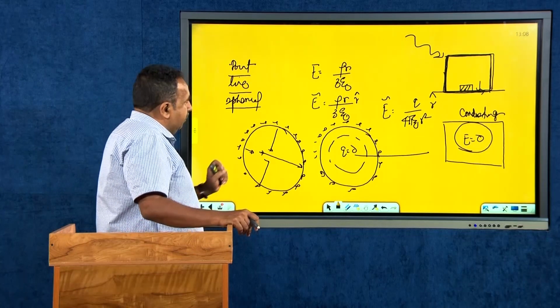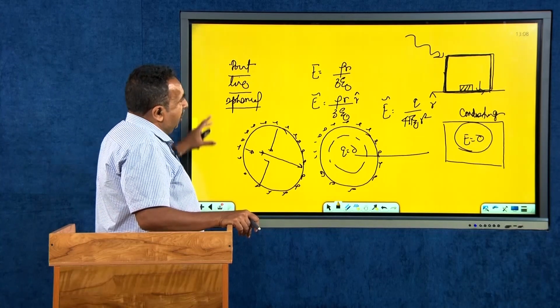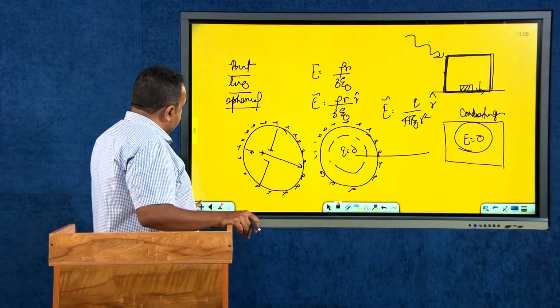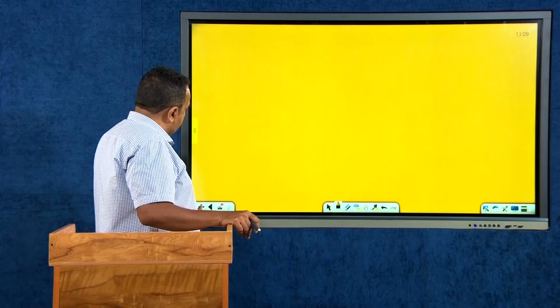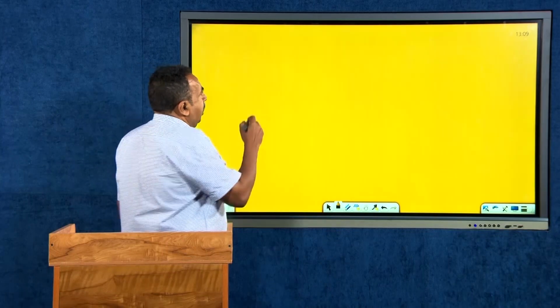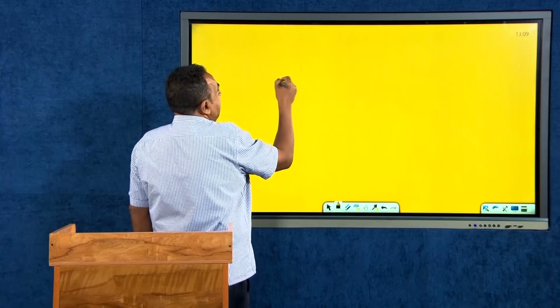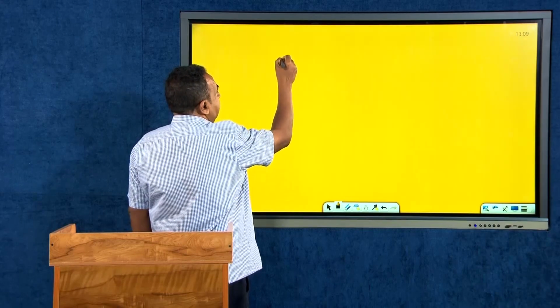That is the benefit of studying these electrostatics applications. You will be able to see that the electric field inside a conductor is equal to 0. Now, in one more case, I will be studying the electric field due to an infinite plane sheet of charge.